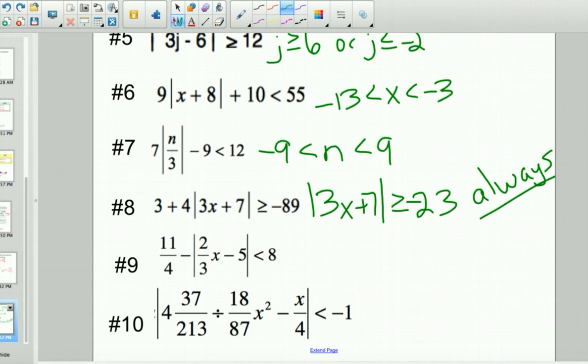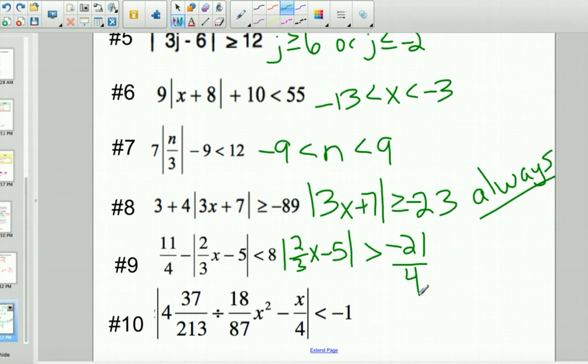Number 9, we would have another one where it would be like an always again. You should get something like, when you simplify it before you break it up, you would get your 2/3 x minus 5 inside. And then on the outside, I think you would subtract 11/4, so you get -21/4. And you would have to divide by the -1, so the sign would flip, and you would get -21/4, I believe. Certainly could have messed up somewhere along there.